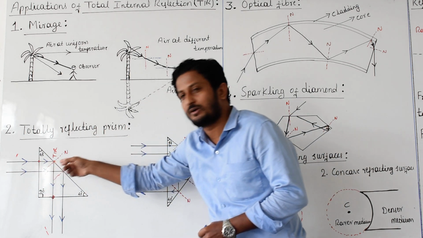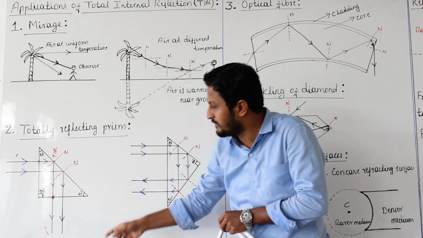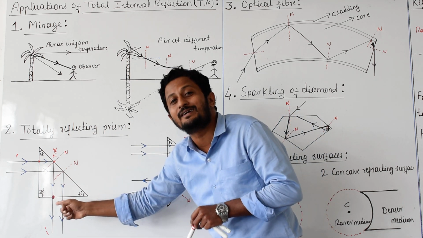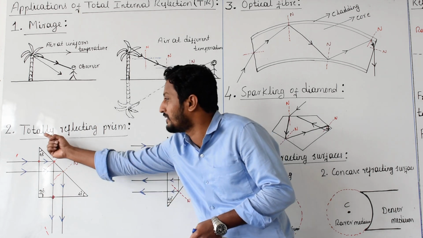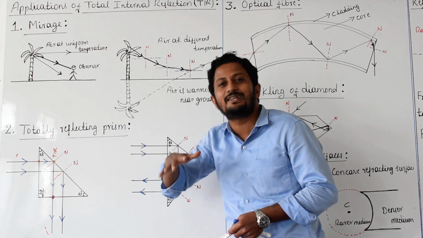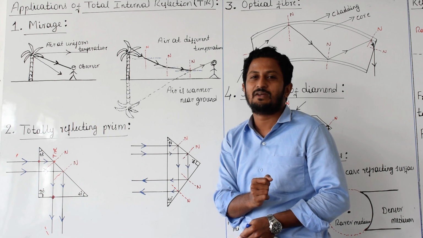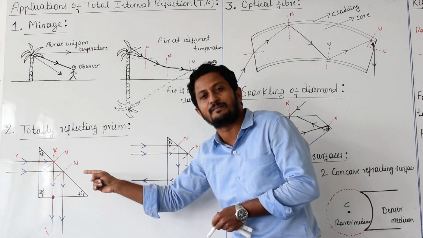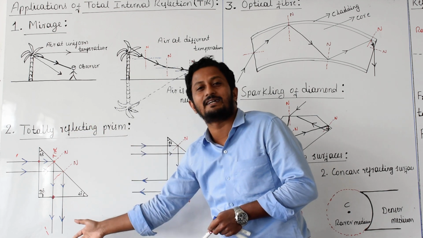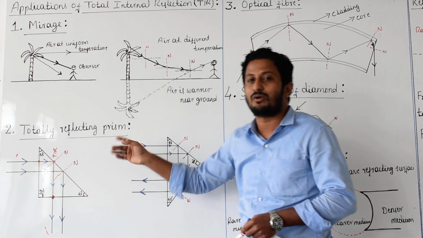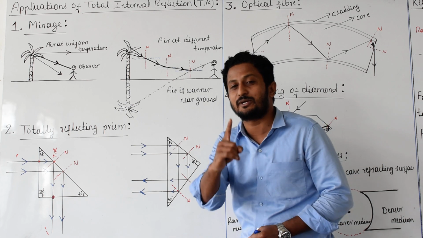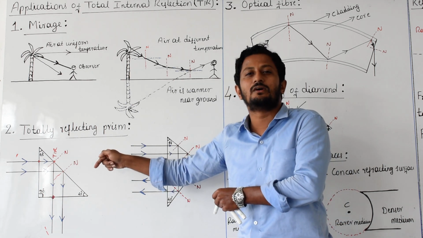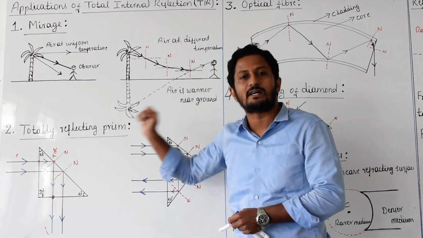How much light entered the prism, the same amount of light was emitted by the prism. That's why we called it a totally reflecting prism. Without loss of energy, that medium refracted that light ray. That's why we call it totally reflecting. That is because of TIR. So this is also an application of TIR.